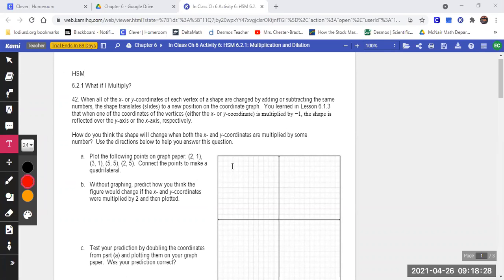Okay, so the three types are translation, rotation, reflection. Yes, but we need to know what it's called and what it does. So translation, yes, Moses, what does it do? What does translation do? Slide. Thank you. Somebody else.